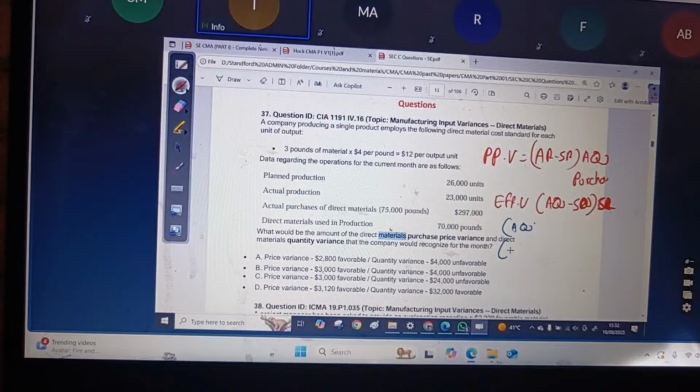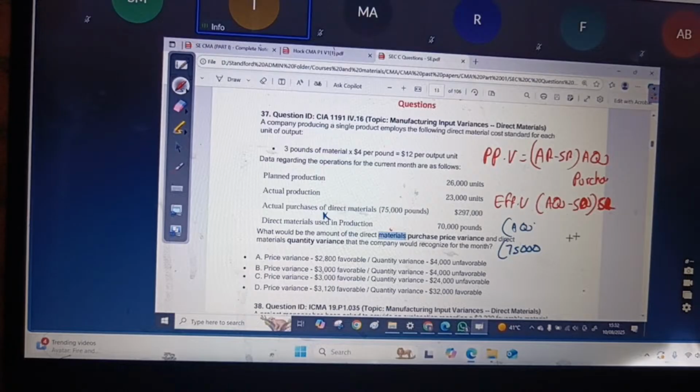$35,000. Yes, actual purchase. We are not even using it. We're taking inputs allowed for actual production, not inputs used. We're not saying input used. We say inputs allowed for actual production, right?